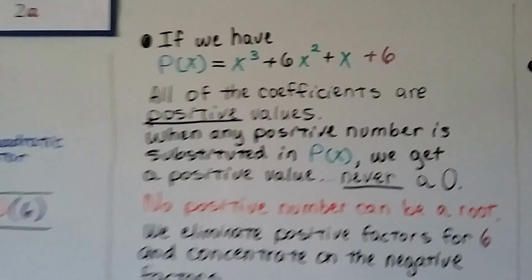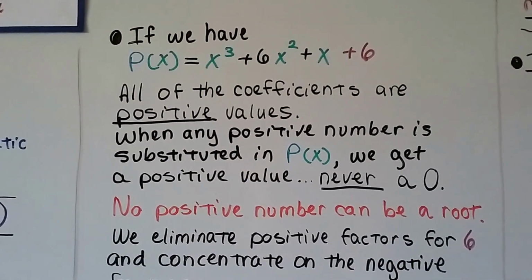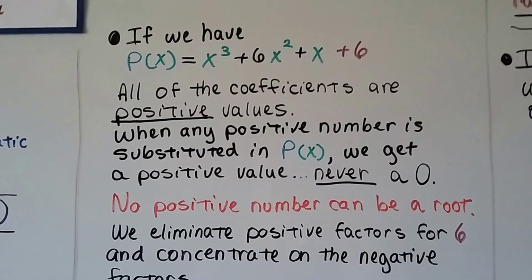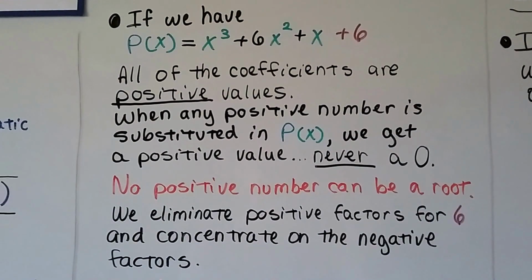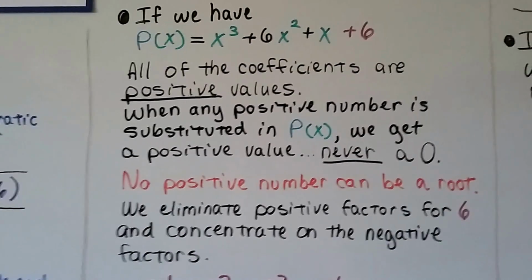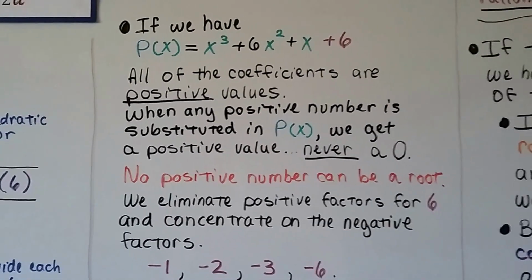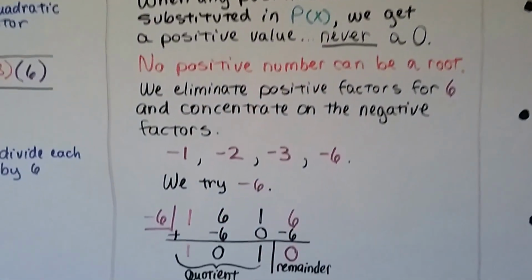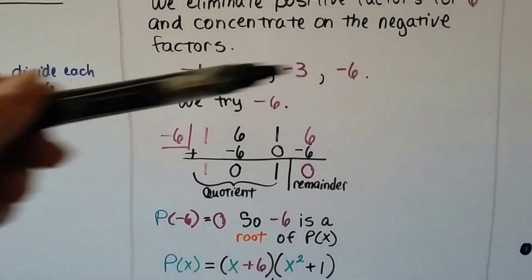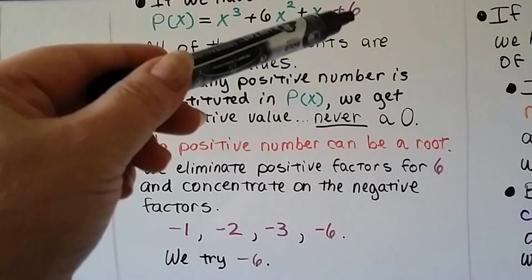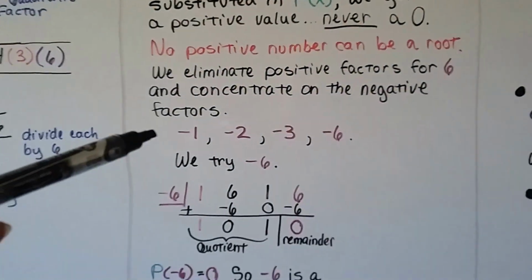Got a little bit more to explain here. Now, this is going to help a lot if we have p of x equals x to the third plus 6x squared plus x plus 6, all of the coefficients are positive values. And when any positive number is substituted in p of x, we get a positive value, never a 0. So no positive number can be a root. We eliminate positive factors for 6 and concentrate on the negative factors. So here's the negative factors of 6 are constant. Okay? Don't even need to worry about the positive ones.